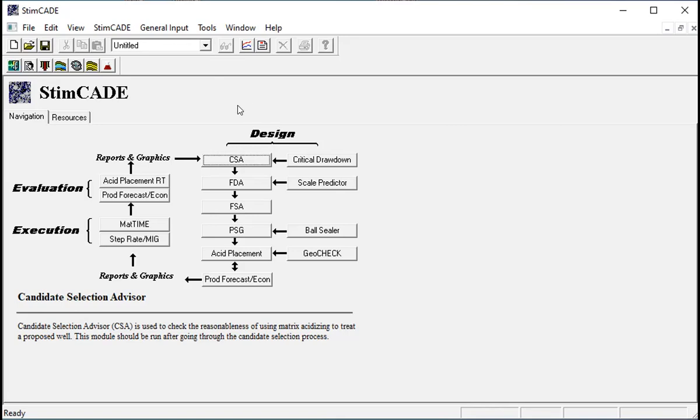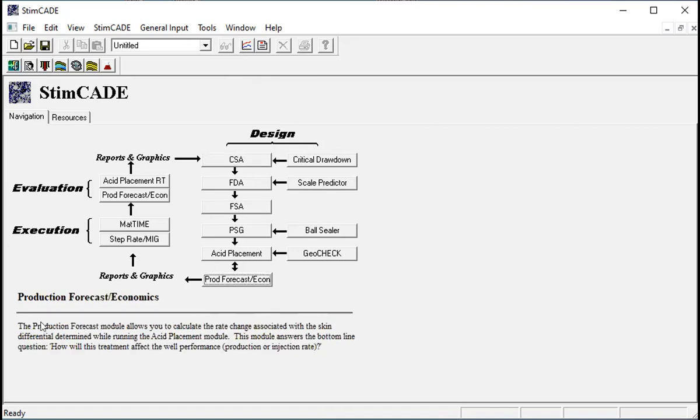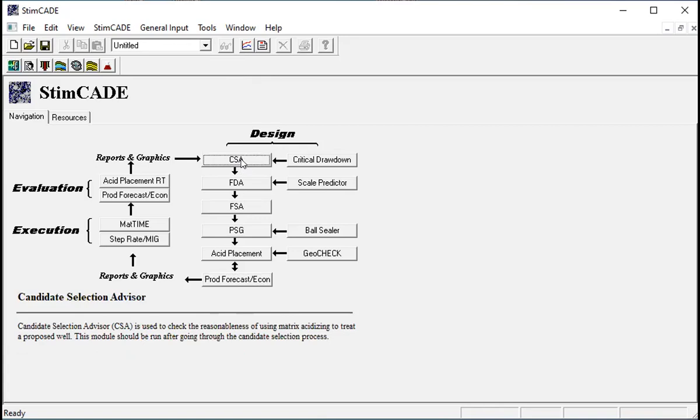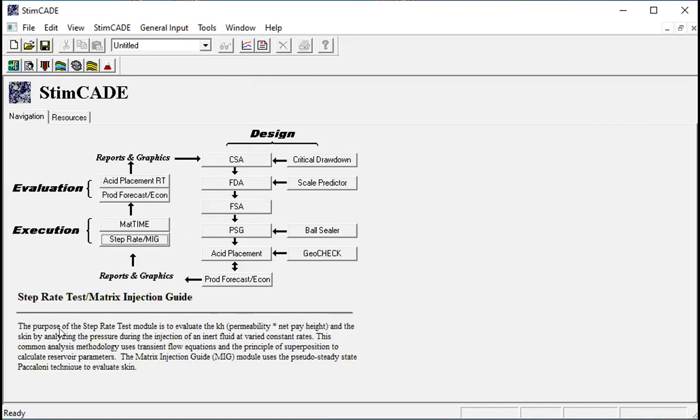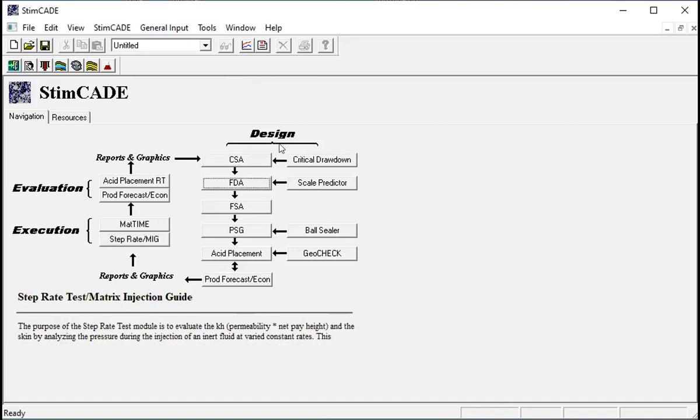So the first part here is our CSA. Once you put your mouse on it, you're going to see it defined down here. When I put my mouse there, the CSA is defined down here as Candidate Selection Advisor.